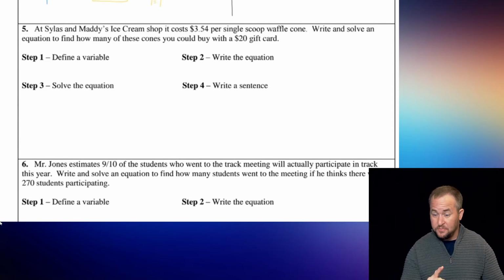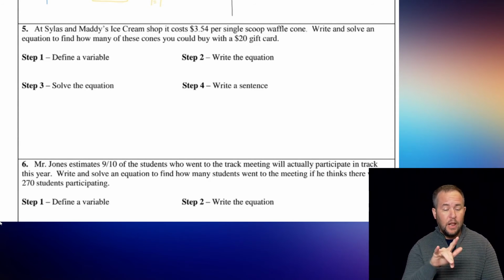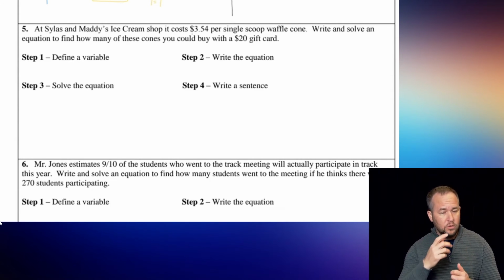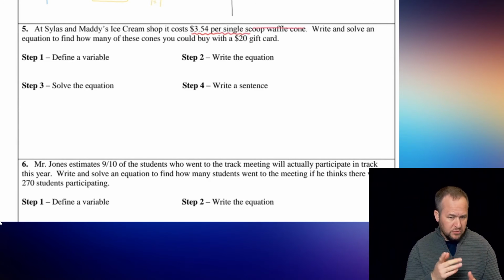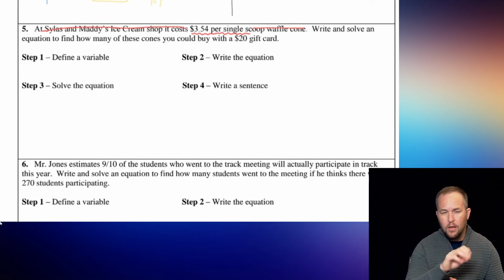So number 5, that's Alice and Maddie's. Love me some ice cream. It costs $3.54 per single scoop waffle cone. So we know that that's probably some pretty important information. Let's go ahead and underline that important information. Everything else, who cares? Yes, we love Alice and Maddie's, but we also love Baskin Robbins. Love me some Dairy Queen, of course.